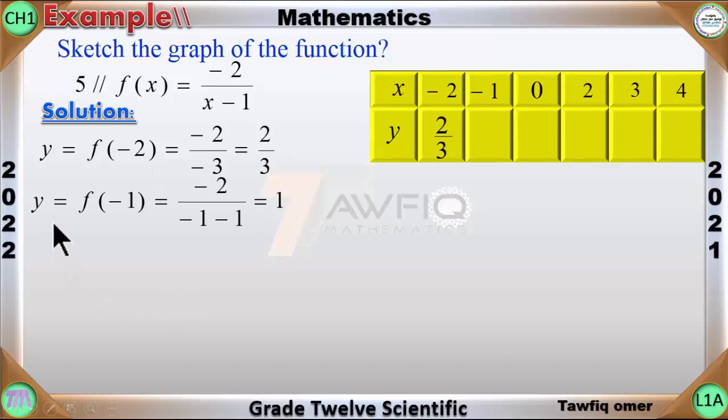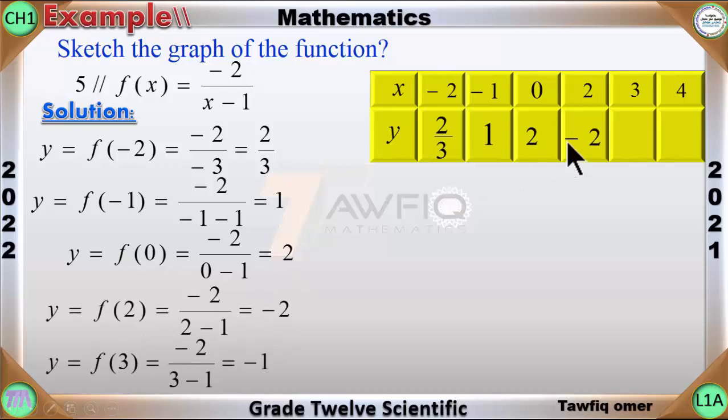y equals f(-1) equals -2 over (-1 - 1) equals -2 over -2, which equals 1. y equals f(0), which equals -2 over (0 - 1) equals 2. And the others are -2 and -1 and -2 over 3. And now plot the points on the coordinate plane.